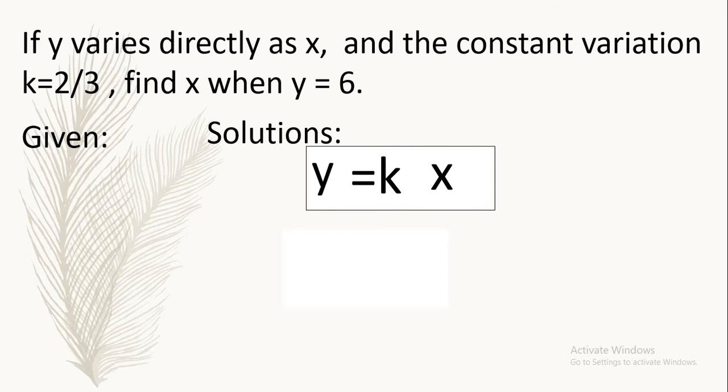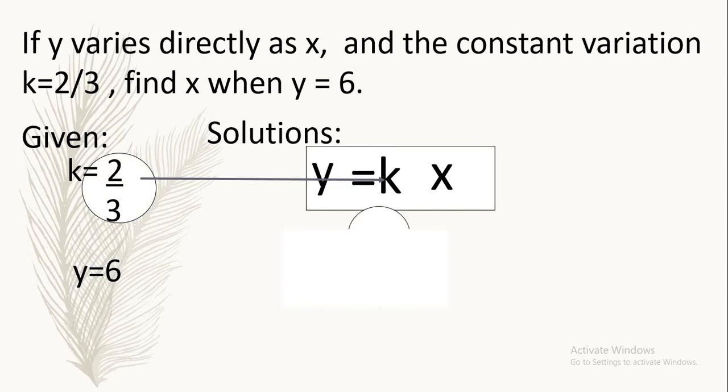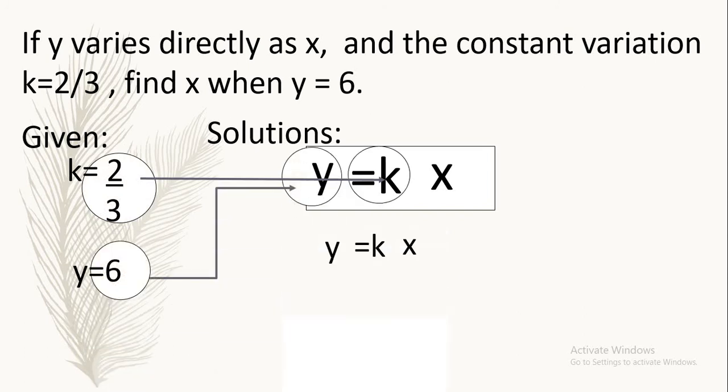Okay, so let's have another example. We have y varies directly as x and the constant of variation k is equal to 2 over 3. Find x when y is 6. So this time, our given k is a fraction. Okay, and still we are looking for the value of x. So still, we will use the equation y is equal to kx. Let us now substitute the values. Okay, so our y is 6 and our k is 2 over 3.